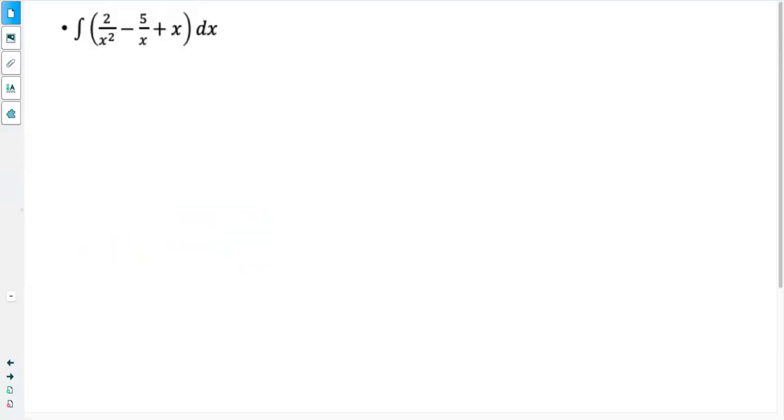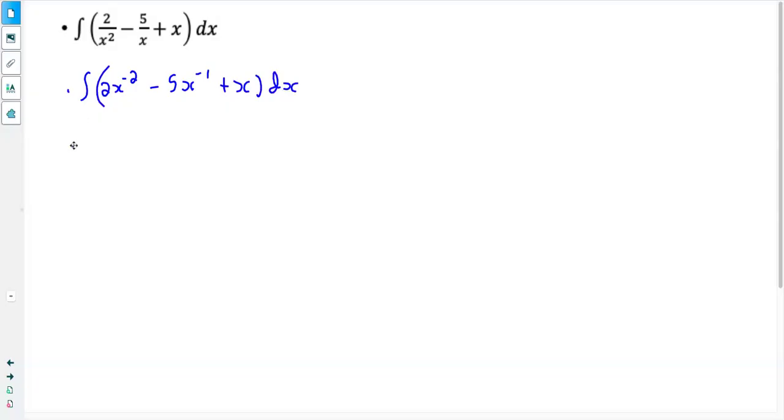Okay, next example, we've got the integral of 2 over x squared minus 5 over x plus x dx. Now, if I have a situation like this, I tend to like to rewrite it with negative exponents. So I've got the integral of 2x to negative 2 minus 5x to negative 1 plus x, and that's our derivative with respect to x.